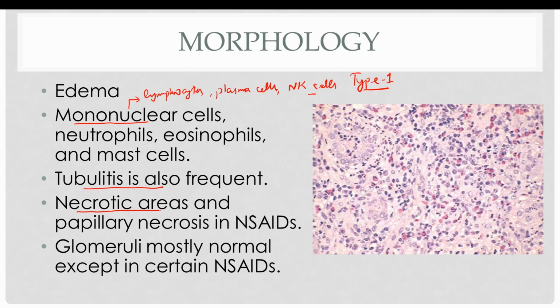The necrotic areas are also present, and papillary necrosis is a typical feature of the disease caused by NSAIDs, in which the papillary epithelium is necrosed and glomeruli are mostly normal. But in certain cases, the disease caused by the NSAIDs results in glomerular damage, characterized by the excretion of proteins in the urine known as proteinuria. You can see in the diagram there are multiple types of immune cells such as mononuclear cells, there are neutrophils and also eosinophils in certain cases.